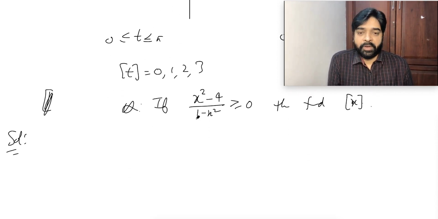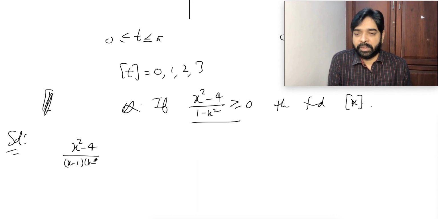First I will try to get the x value from here. This is the polynomial inequality. I will say (x square minus 4) divided by (1 minus x square), which I can write as (x minus 1)(x plus 1), less than or equal to 0, because of the minus I multiply. I hope all of you remember polynomial inequality. I am not explaining, I am directly doing.